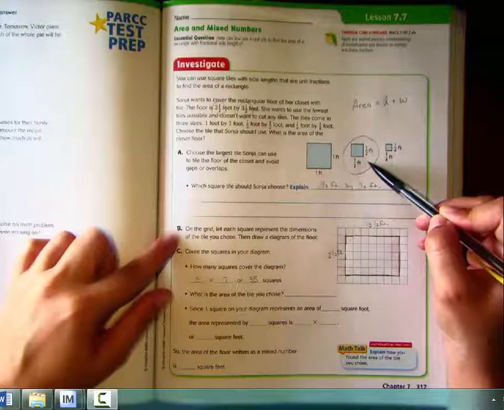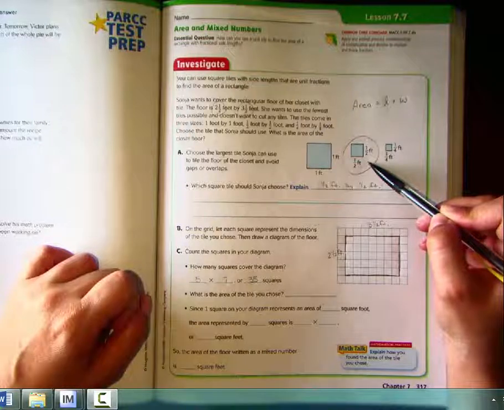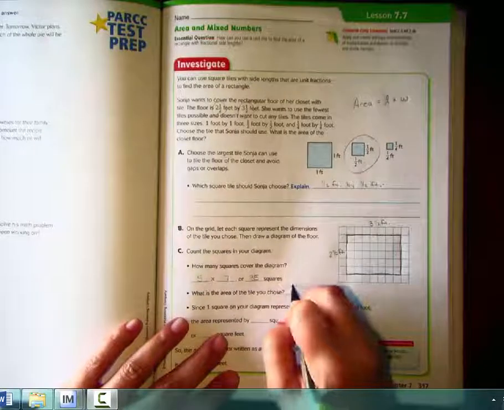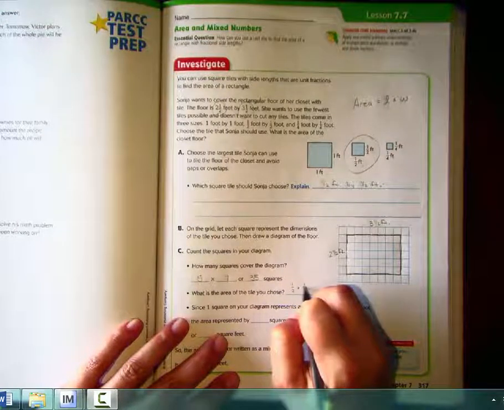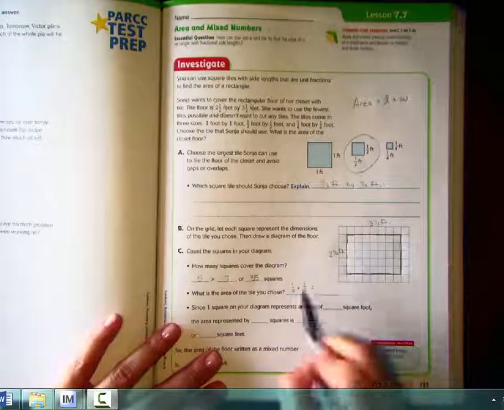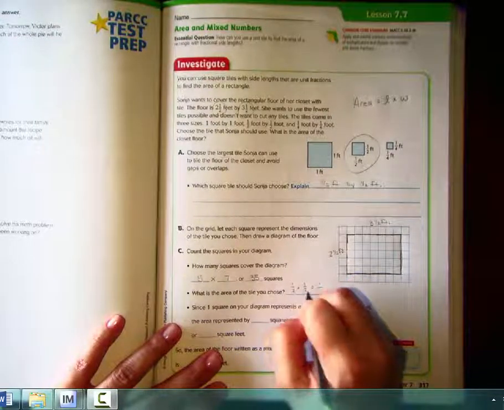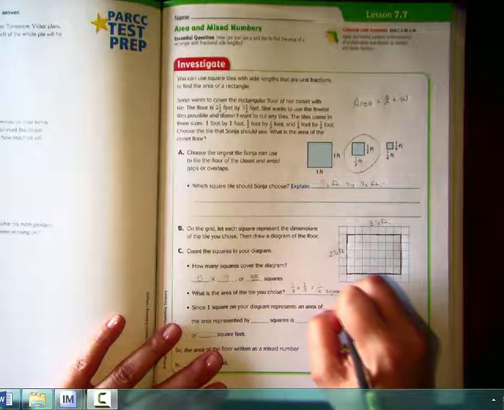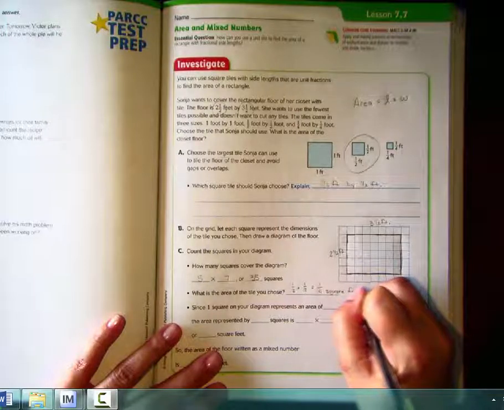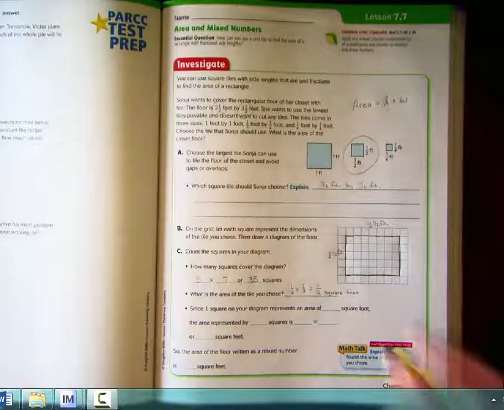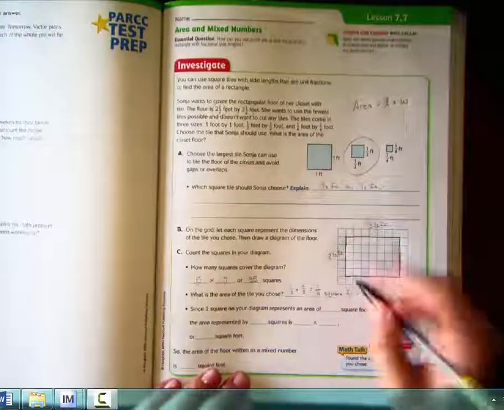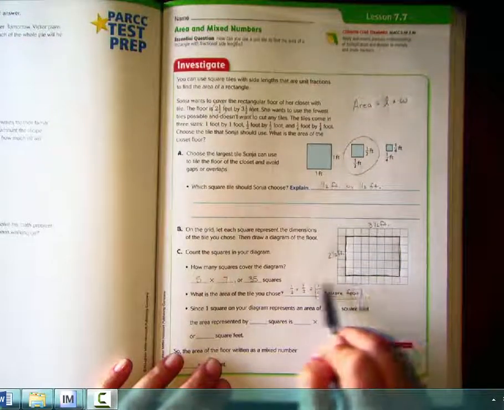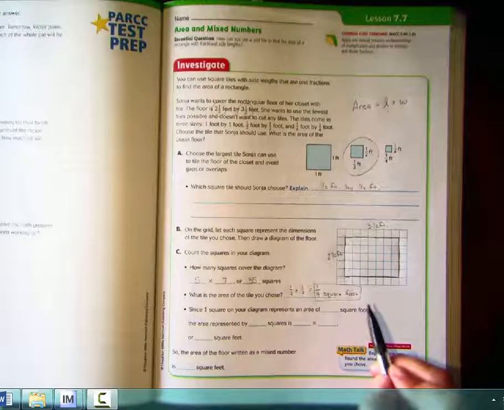So if we chose the tile that was 1/2 foot by 1/2 foot, the area of the tile would be 1/2 times 1/2, which is 1 times 1 is 1, 2 times 2 is 4. So it would be 1/4 square feet, or square foot, I'm sorry, because it is not greater than 1. Okay, so this is the area of one tile.